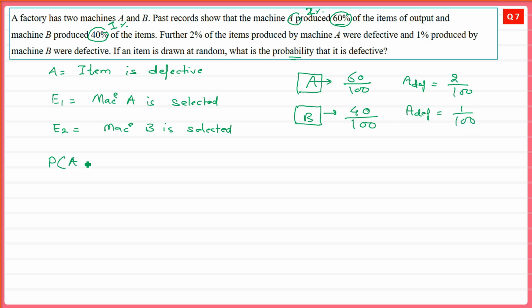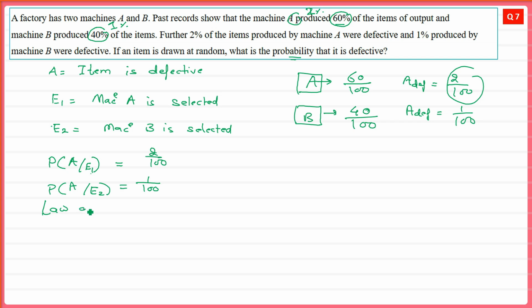So the probability of the item being defective if machine A is selected is already given in the question. It's simply 2 by 100. The probability that the item is defective when we choose machine B is 1 by 100, which is given here. There is A written, we just corrected it to B. So 1 by 100 it is.